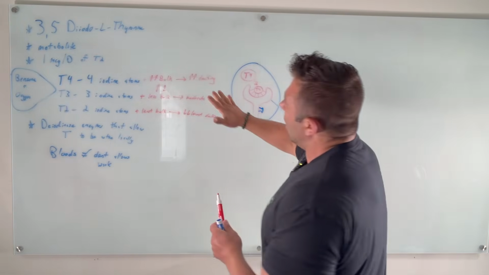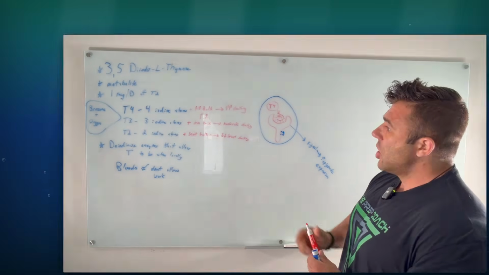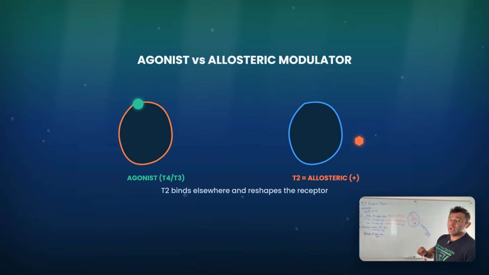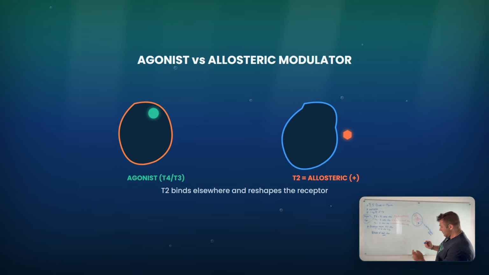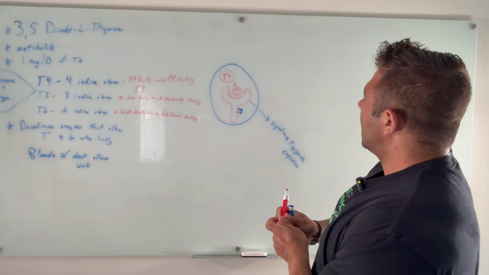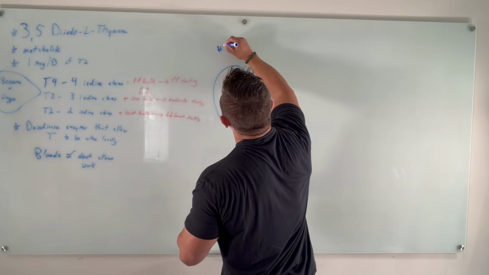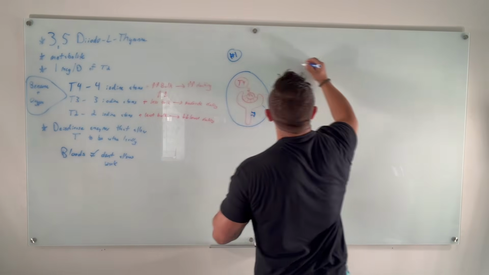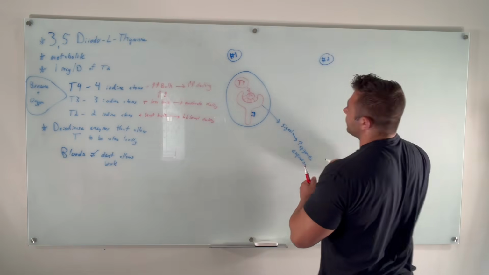T4 and T3 are more agonists, right? Whereas T2 is an allosteric modulator. That makes everything different. So what we're gonna do, I'm dropping everything. I'll put this over here. This will be example 1. And this is going to be example 2, right?